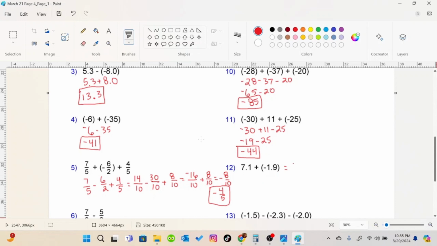Adding a negative becomes subtraction. So 7.1 minus 1.9. 7.1 minus 0.9 becomes 6.2. And 6.2 minus 1 becomes 5.2.